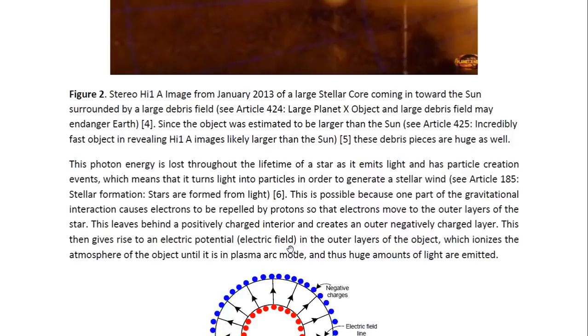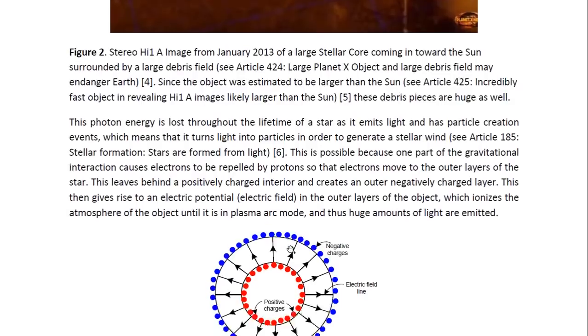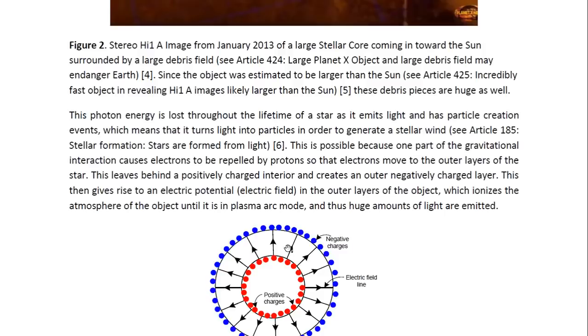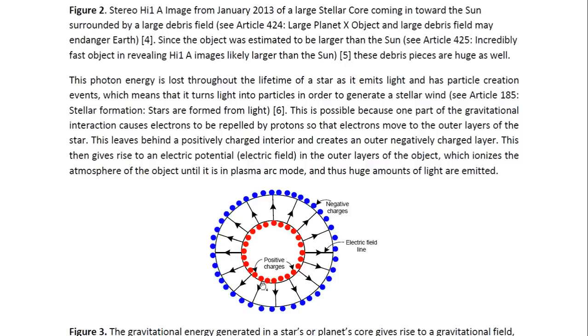This is possible because one part of the gravitational interactions causes electrons to be repelled by protons, so that electrons move to the outer layers of the star, and this leaves behind a positively charged interior and creates an outer negatively charged layer. And this is illustrated here. The star has a positive interior, it has a positively charged core, and it has a negatively charged outer layer. And this is the same as you have on the microscopic scale. This is how atoms are. Atoms have positive nuclei because they have protons in the nucleus, and they have electrons in the outer layer. And this is what makes chemical reactions possible and what makes life possible. So it is this part of the gravitational interaction that actually makes life possible in the universe.